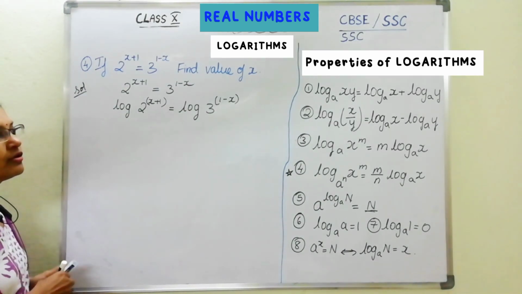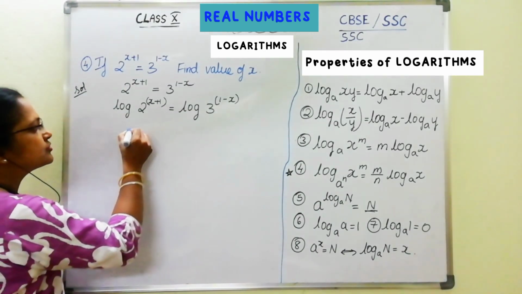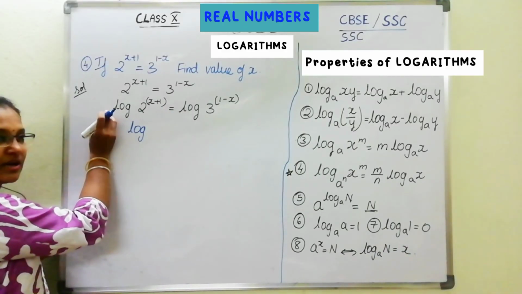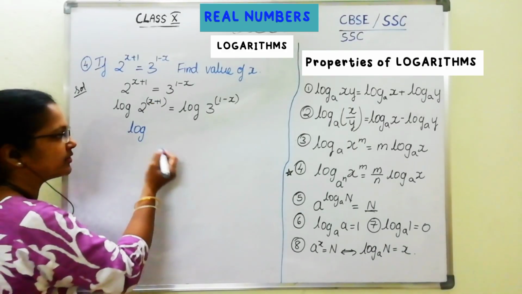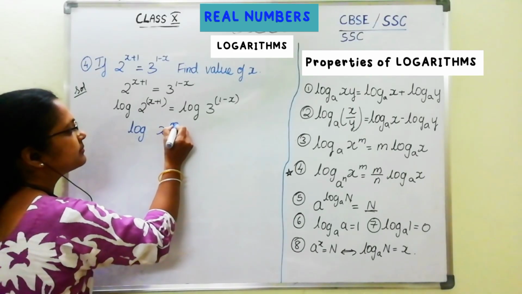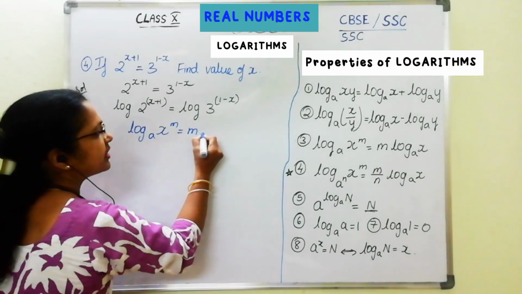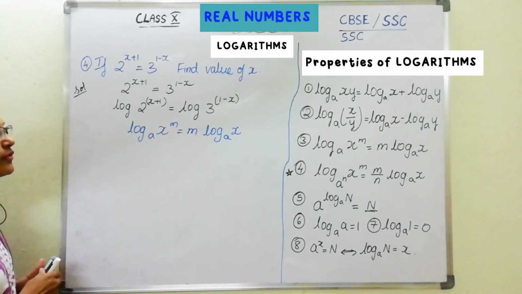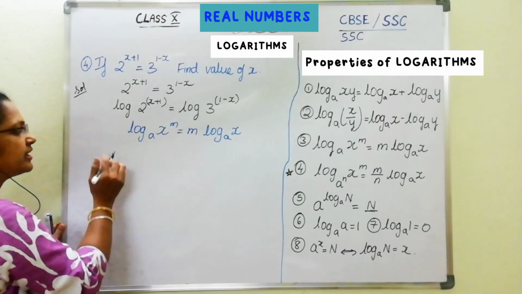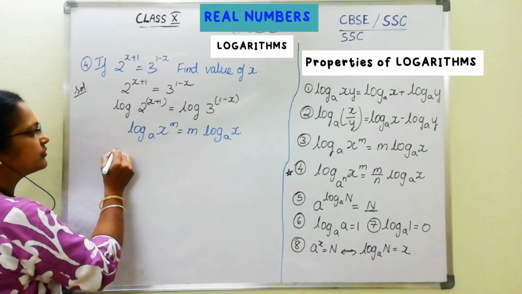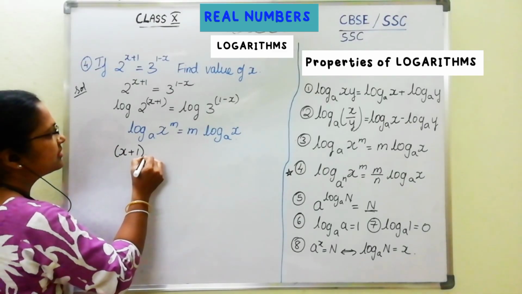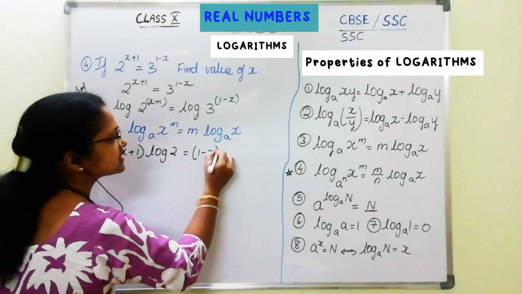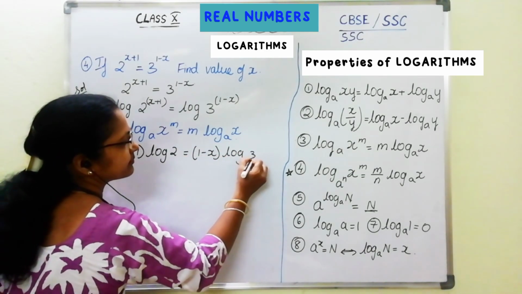After applying log, we use the power rule. Whenever we get a power, we need to shift it here. Whenever any number is here, you shift it as power. So log x power m base a is equal to m log x base a. By using this formula, we will bring this power to the left side. So it is x plus 1 log 2 is equal to 1 minus x log 3.